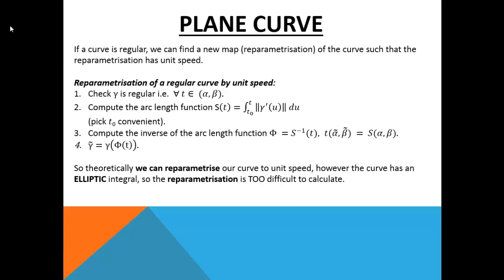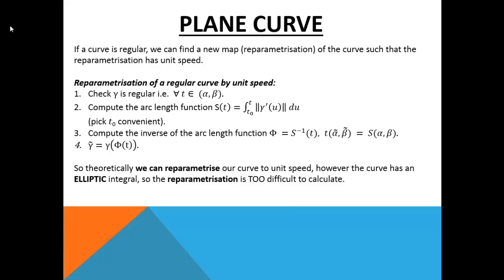There is a theorem that states that a curve gamma has a reparameterization by unit speed if and only if gamma is regular. This means that we can find a new curve from our original gamma such that the new curve has unit speed. We reparameterize a regular curve by carrying out these 4 steps. First, you check if the curve is indeed regular, then compute the arc length function, then find the inverse of the arc length function, and this will be our reparameterization map phi. Our new curve is then defined as gamma of phi of t.